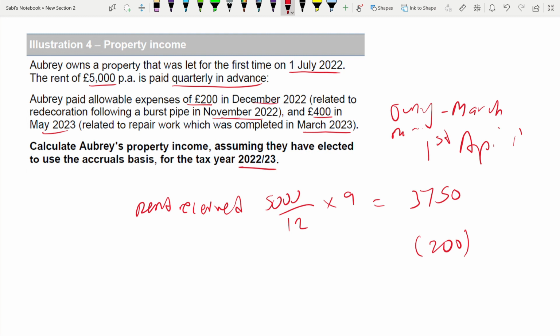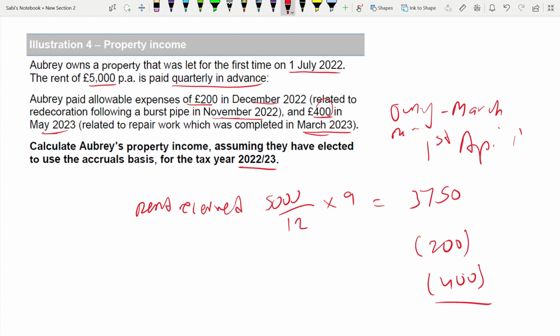200 will be allowable because the payment is in December, even if it is relating to work done in November, which falls in this tax year. Coming to 400, if you can recall, earlier we didn't take this 400. Why? It was cash basis. We paid in May 2023, which does not come in the current tax year, but this time we can take it because it is related to work completed in March 2023. So we'll take 400 this time. It's allowable under accrual basis. So these are the small differences which you have to know between cash and accrual basis.